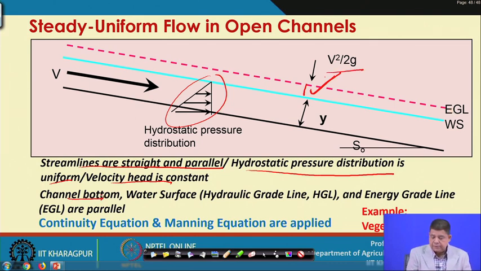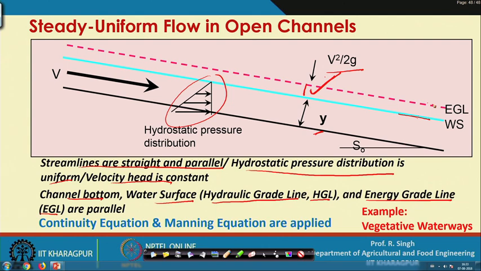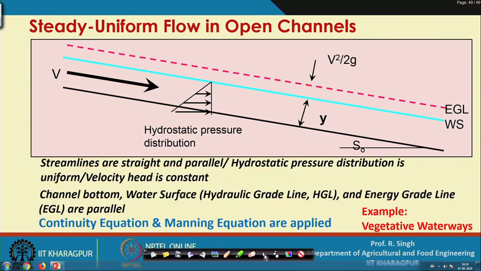So, the channel bottom, which is here, the water surface, that is this line, which is also referred to as hydraulic grade line or HGL, and the energy grade line, that is EGL, these are all parallel. So, here there are 3 parallel lines, and if flow is steady uniform, then the continuity equation and Manning's equation are applied, and we have already solved a lot of examples dealing with steady uniform flow. Whatever cases we discussed under vegetative waterway, they were all considered as cases of steady uniform flow in the open channel. So, we already have a lot of experience with that.